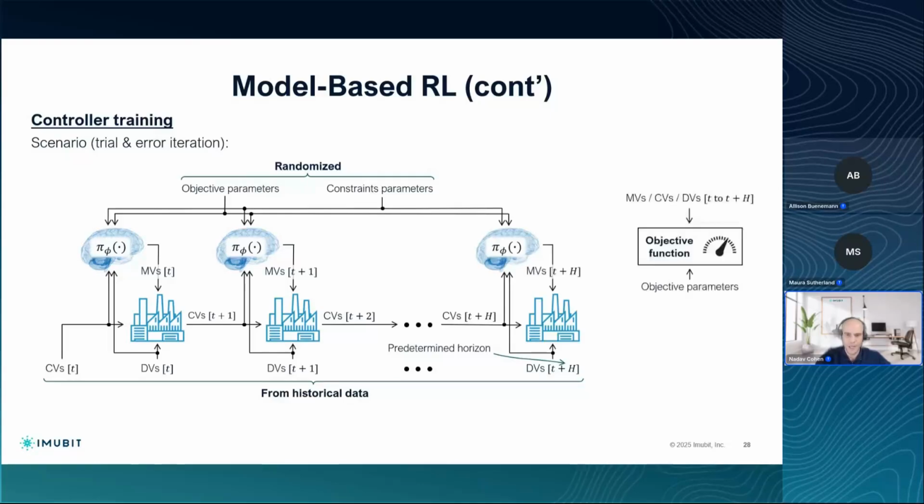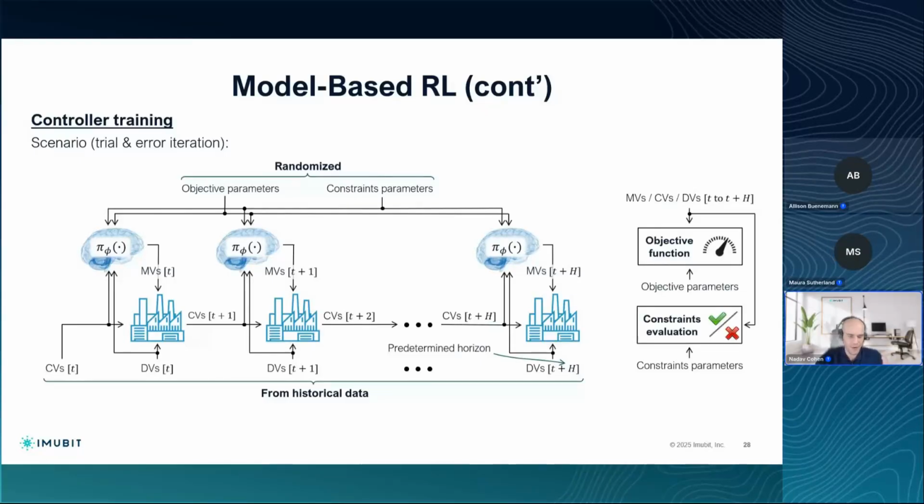And I have the objective function, which depends on the MVs, CVs, and DVs throughout the horizon and on the objective parameters. And I have the constraints evaluation, which depends on the MVs, CVs, and DVs throughout the horizon and on constraints parameters.